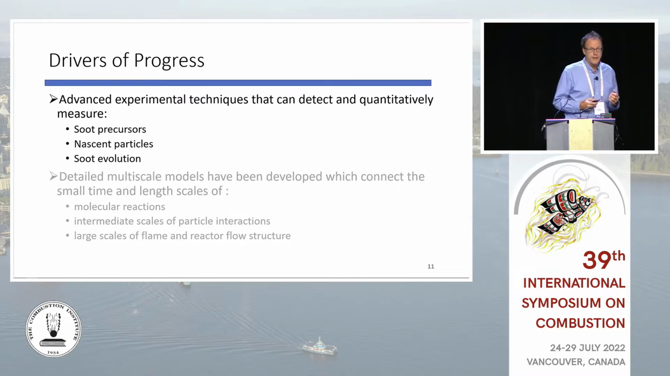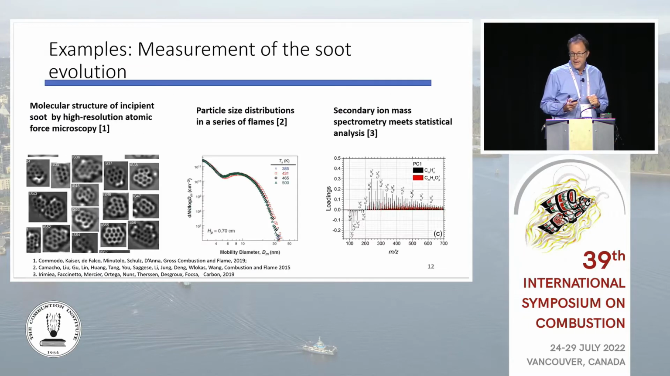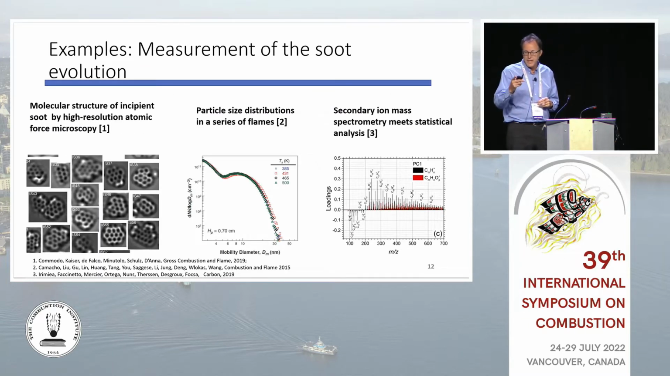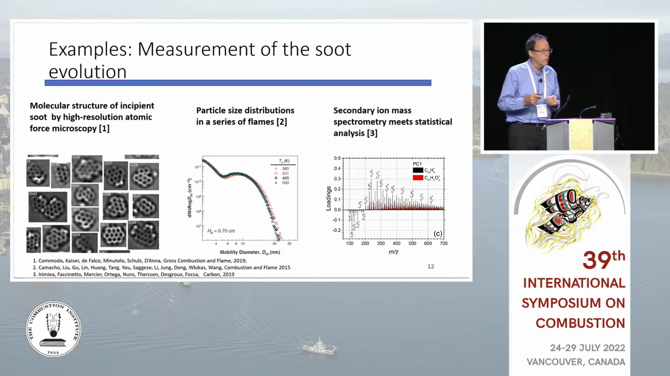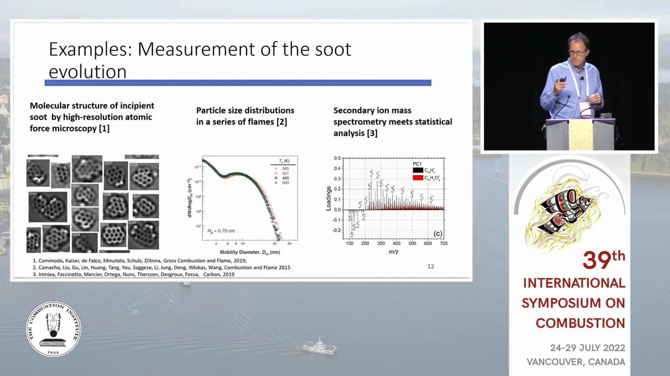Now, our ability to model soot formation has improved rapidly over the last number of years, and part of that is due to advanced experimental techniques that can detect and quantitatively measure soot precursors, nascent particles, and the evolution of the soot. I chose a couple of different examples. On the left here, we have molecular structures of incipient soot by high-resolution atomic force microscopy by Commodo and the group at Naples. This gave a lot of insight into the soot precursors, their shape, and their structure, and that really motivated a lot of new soot inception models, which is the most unknown part of soot formation.